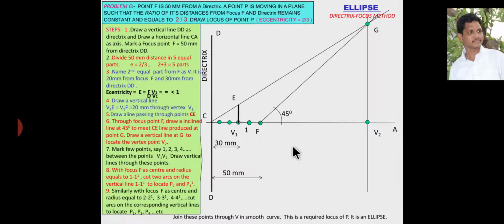I marked some points 1, 2, 3, 4. There is no need to divide at equal distance. Now draw vertical lines from these points like this.